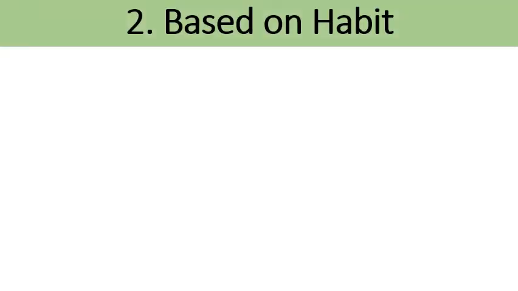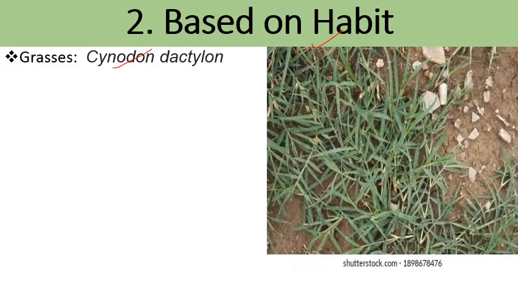Next classification is on the basis of habit. Firstly, grasses, Cynodon, that is commonly known as dew grass. This is a herbaceous plant which is used for medicine preparation. Then comes sedges, like we have Cyperus rotundus.